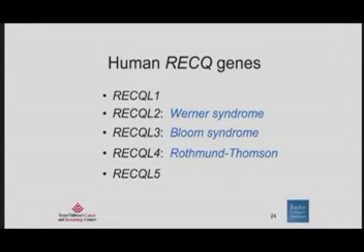In humans, there are 5 RECQ genes. RECQL2, 3, and 4 are associated with human disorders. They are Werner syndrome, Bloom syndrome, and Rothmund-Thomson syndrome, respectively. Thus far, there have been no human disorders associated with the RECQL1 and RECQL5 genes.